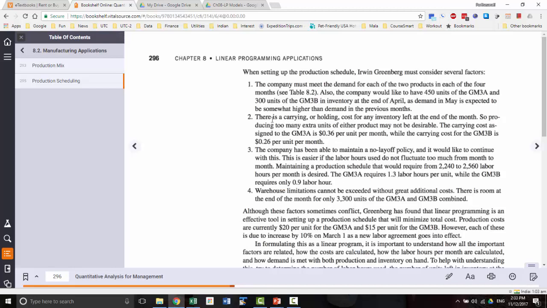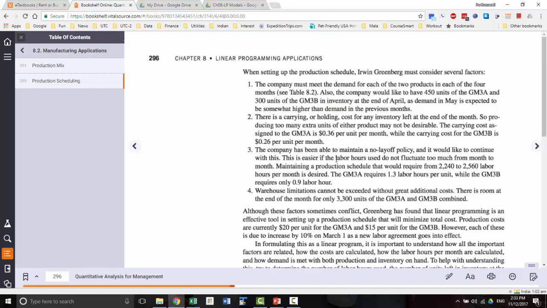All right, so there is carrying or holding cost for any inventory left at the end of the month. This is like in the inventory chapter where we talked about holding cost. At the end of the month, if you have any inventory left, then you have to assess an inventory carrying cost, and that carrying cost is 36 cents for the GM3A motor and 26 cents for the GM3B motor.